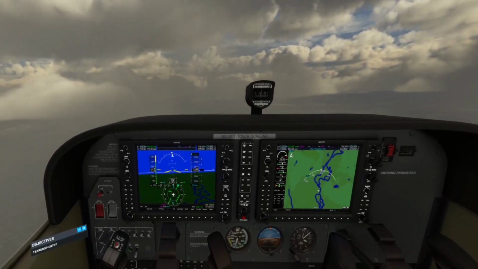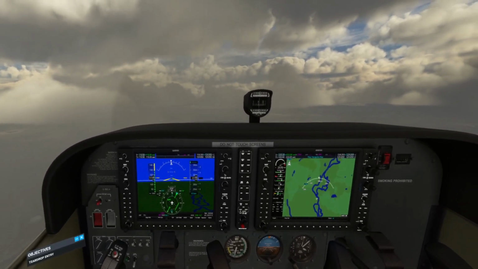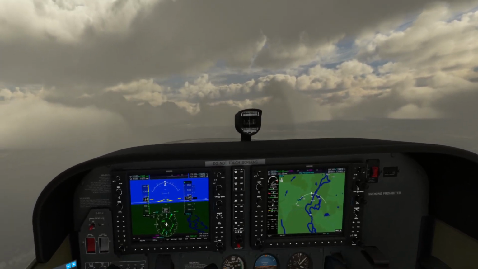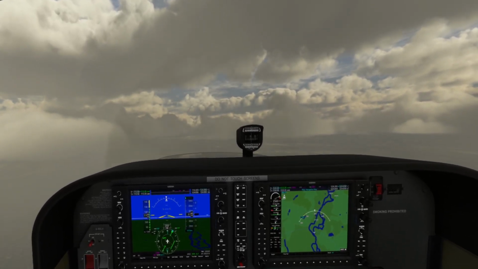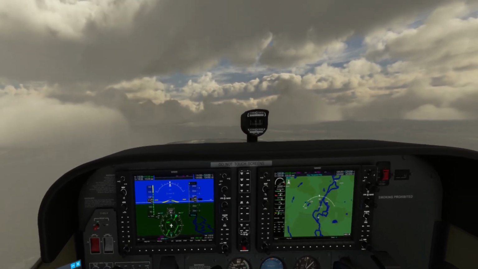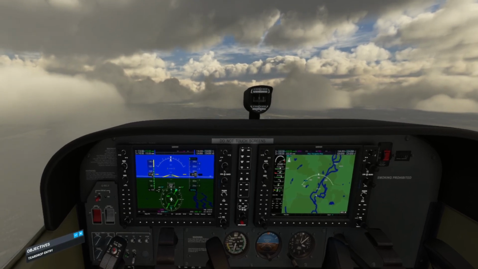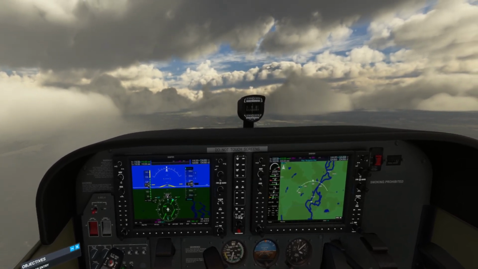So if we approach a hold from the top left of the inbound course, we fly to the beacon and then turn to a course of the outbound leg minus 30 degrees. We continue on this course for 1 minute, then turn right to the beacon. This is a teardrop entry.